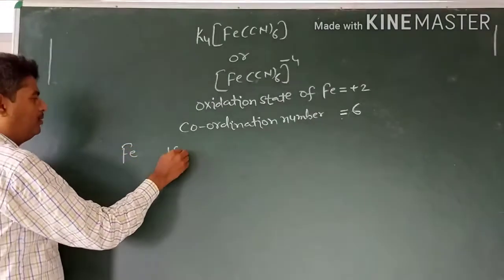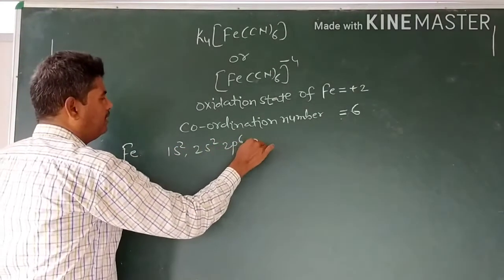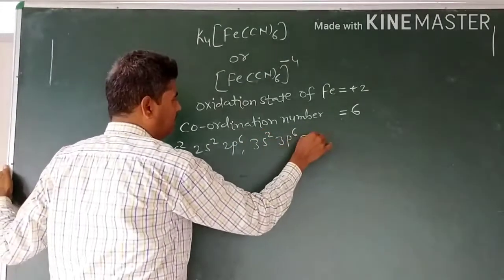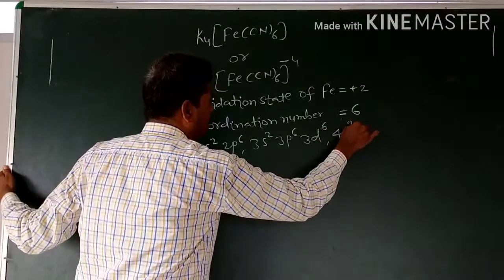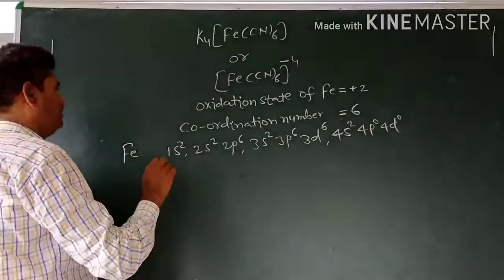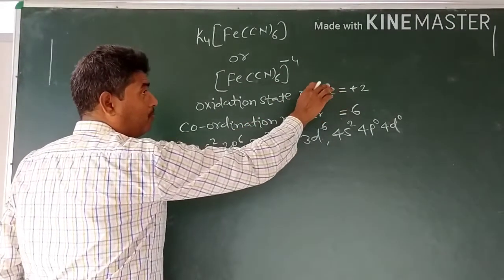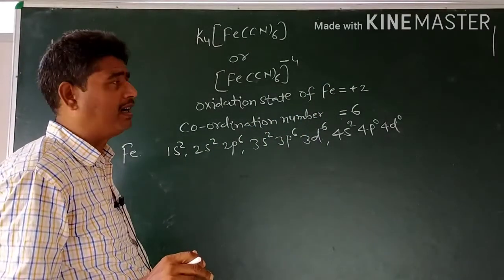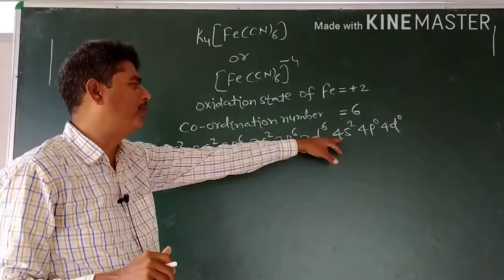Fe: 1s2, 2s2, 2p6, 3s2, 3p6, 3d6, 4s2, 4p0, 4d0. Being oxidation state +2, we will remove 2 electrons from the outermost shell of the iron. It means we have to remove 2 electrons from the 4s orbital.